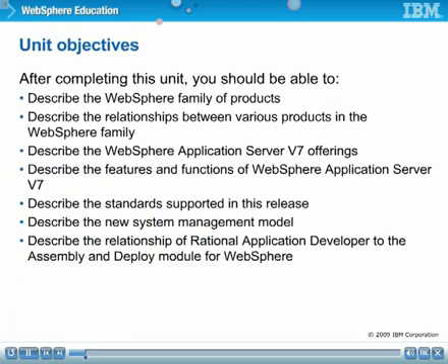After completing this unit, you should be able to describe the WebSphere family of products, describe the relationships between various products in the WebSphere family, describe the WebSphere Application Server version 7 offerings, describe the features and functions of WebSphere Application Server version 7, describe the standards supported in this release, describe the new system management model, and describe the relationship of Rational Application Developer to the Assembly and Deploy module for WebSphere.